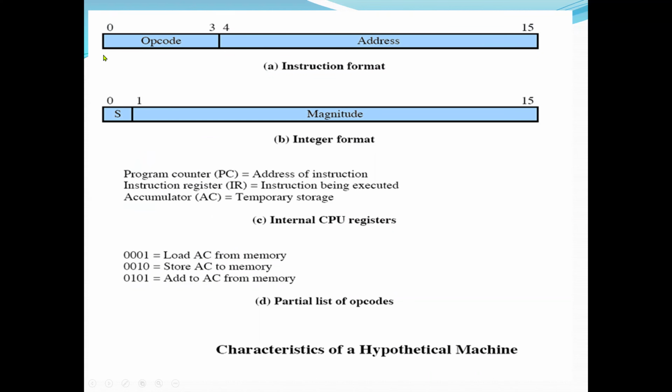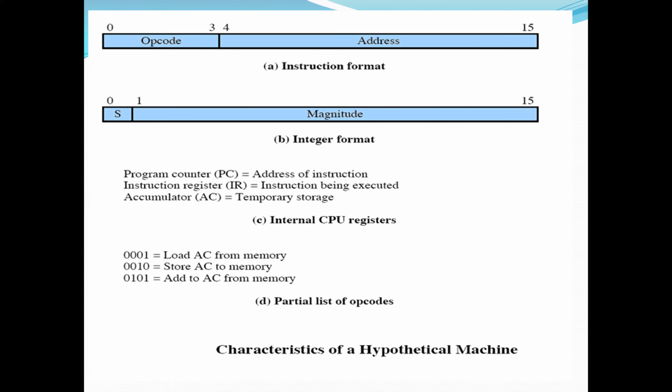Here we have a memory. We have the address section for the instruction format. PC is the program counter, which holds the address of the instruction, and the instruction register holds the instruction that is being executed. Memory has all the instructions. The program counter points to the next instruction to be executed. The register holds the current instruction being executed. Also, we have the accumulator, AC, which is a temporary storage place.